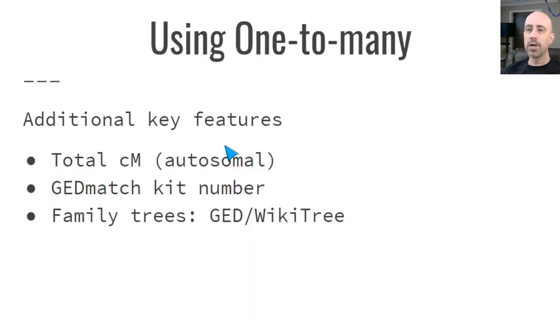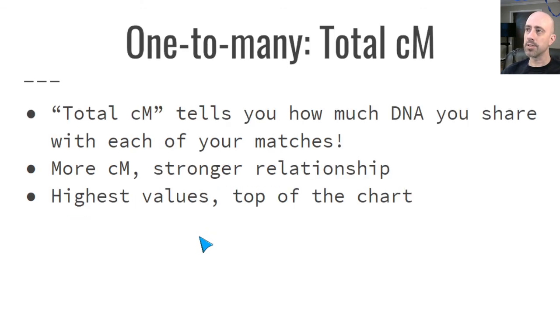Additional features, however, if you feel like going a little further, you can start looking at total centimorgans, GEDmatch numbers, the kit numbers, and the links to family trees. So assuming that you've looked at names and email addresses and you want to dig a little deeper, we'll talk about total centimorgans. This is the total amount of shared DNA. More centimorgans, stronger relationship. That's really all you need to know in the beginning.